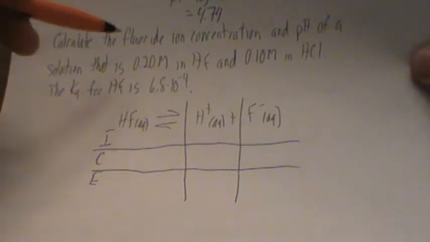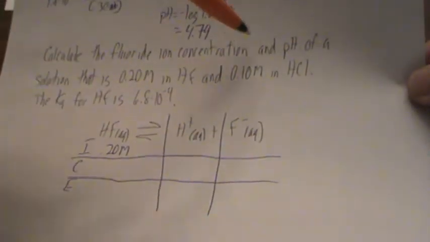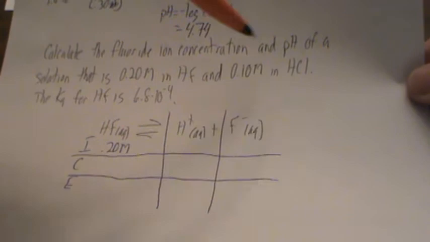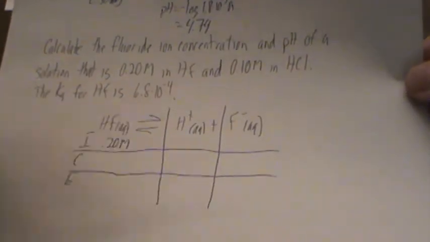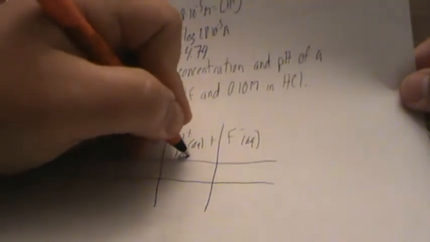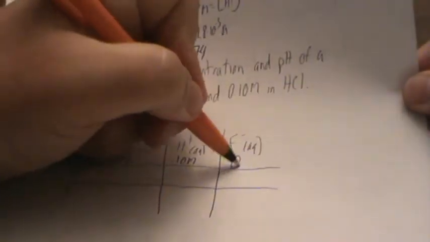Let's set up our ice table. So we have an initial concentration of HF, 0.2 molar. Now, our solution also has HCl. The common ion between HF and HCl should be the hydrogen ion. So we're going to have an initial concentration of hydrogen ion as 0.10 molar because that's coming from the HCl. Fluoride, initial concentration is going to be 0.